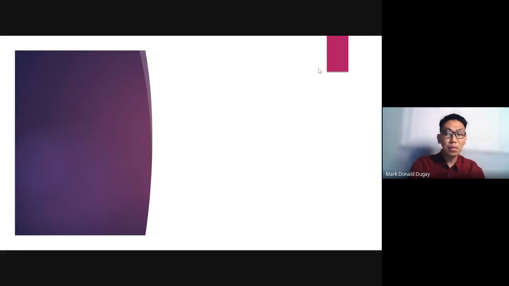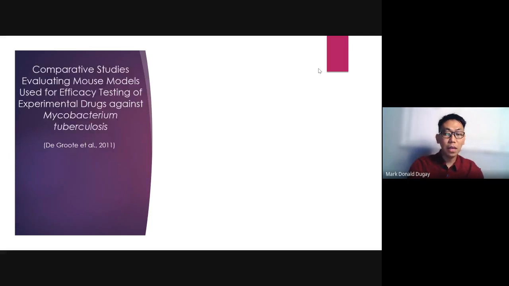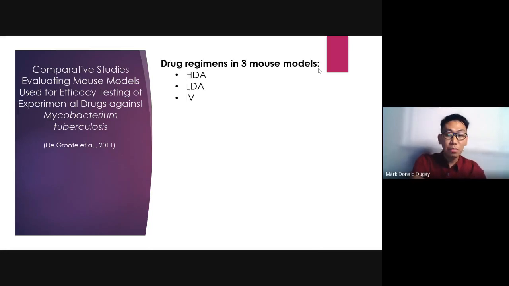A range of new treatment regimens has emerged to fight M. tuberculosis and mitigate the infection of this pathogen. This comparative study conducted by De Groote et al. evaluated the efficacy of experimental drugs against Mycobacterium tuberculosis using mouse models. The bacterial infections were observed in the lungs and spleens of the mouse models and were evaluated every month. Drug regimens were compared using three mouse models: a high dose aerosol or HDA, a low dose aerosol or LDA, and intravenous or IV.